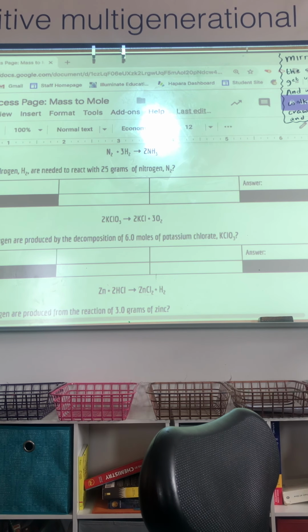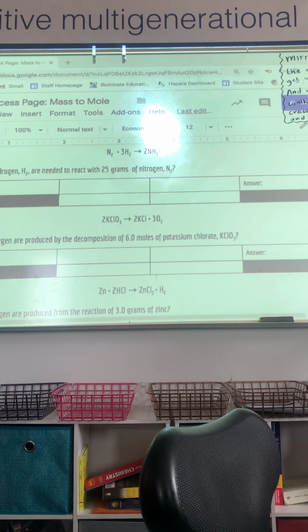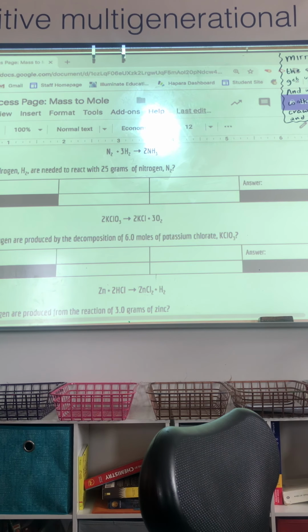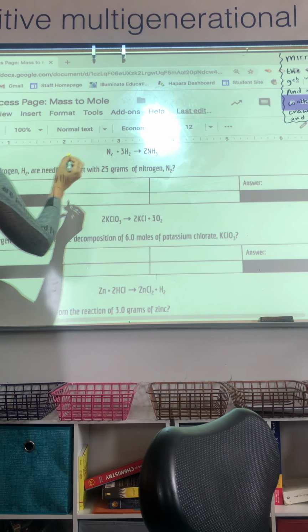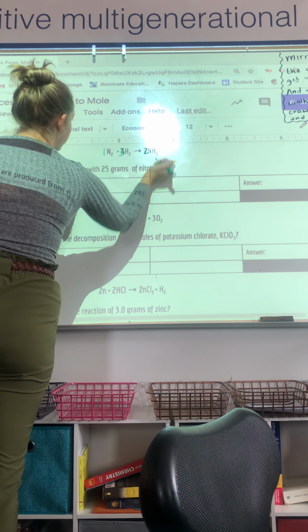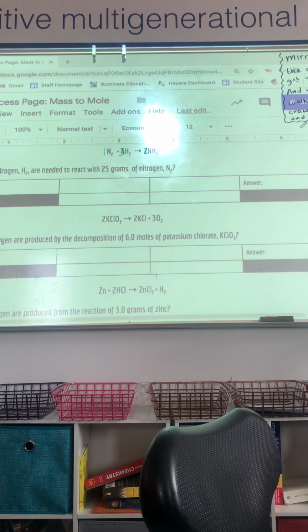All right. These are the exact same equations that you have. It's just different numbers. So if you look at your process pages, each time we add a step, they're going to be the same equation, so that some things are going to be the same. So first things first, coefficient of N2 is 1. This is 3. This is 2. Okay? So how many moles of hydrogen are needed to react with 25 grams of nitrogen?